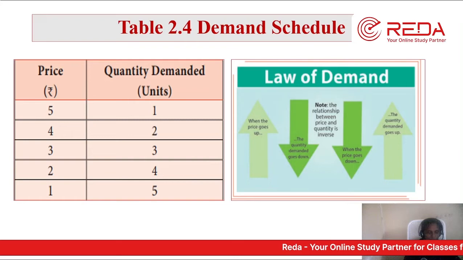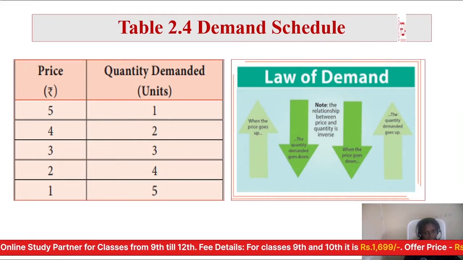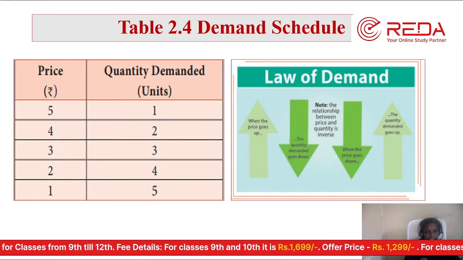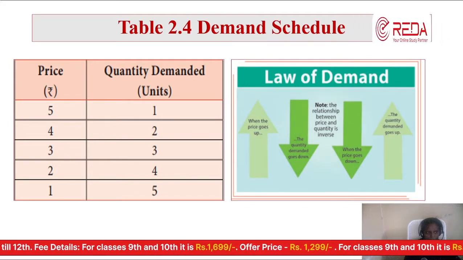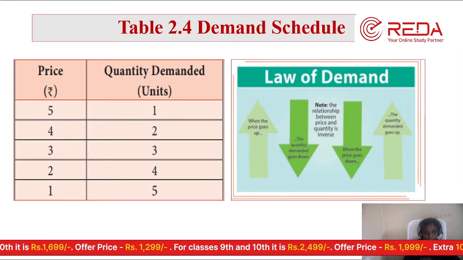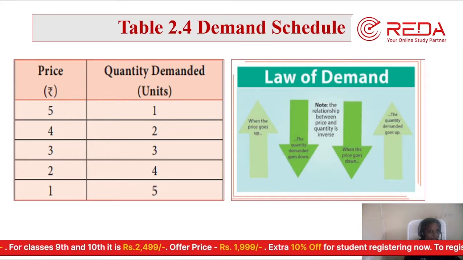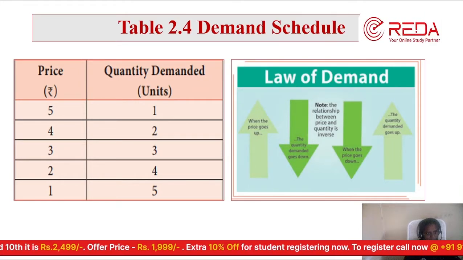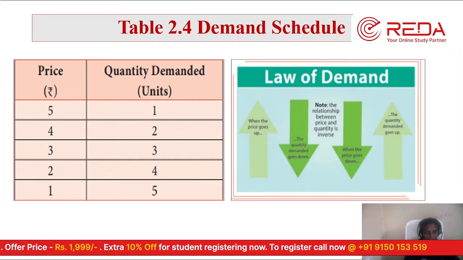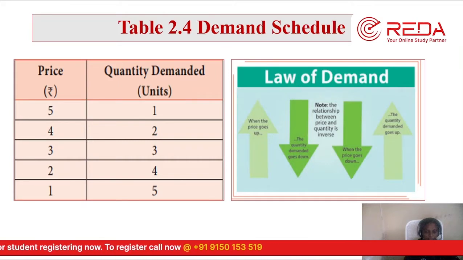So here, in the initial stage, if the price of a pencil is 5 rupees, then you will demand only one pencil during the time of examinations. So here the price is 5 rupees and the quantity demanded, which means your desire or willingness to purchase, is one pencil. Then in the second situation, if the price of the pencil decreases from 5 rupees to 4 rupees, what will happen during the exam period?